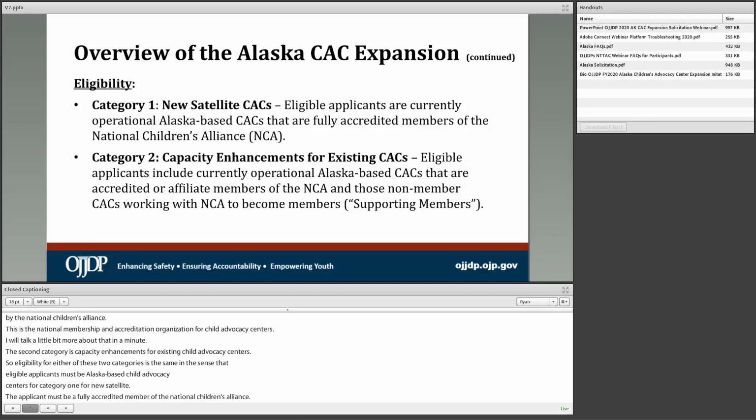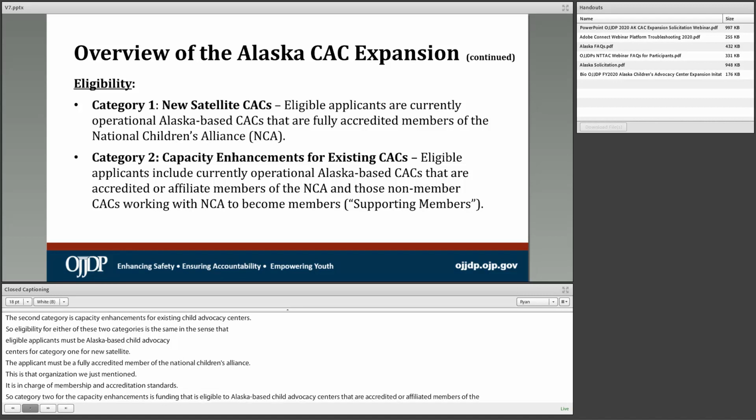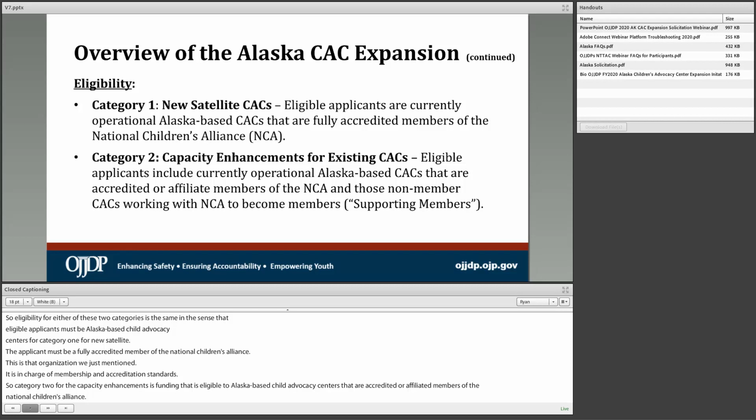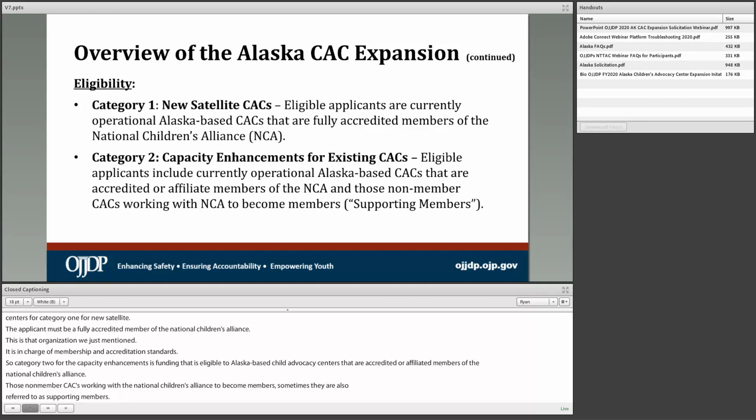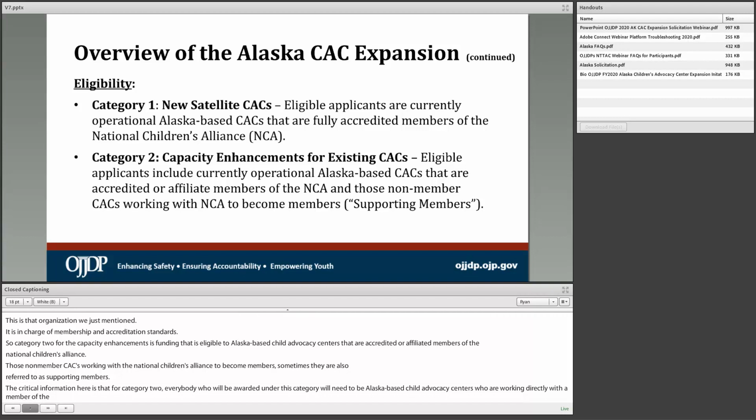So Category 2 for the capacity enhancements is funding that is eligible to Alaska-based child advocacy centers that are accredited or affiliated members of the National Children's Alliance, and those non-member CACs working with the National Children's Alliance to become members, sometimes also referred to as supporting members. The critical information here is that for Category 2, everybody who will be awarded under this category will need to be an Alaska-based child advocacy center working directly with the National Children's Alliance at whatever standing the National Children's Alliance has allocated to your organization.